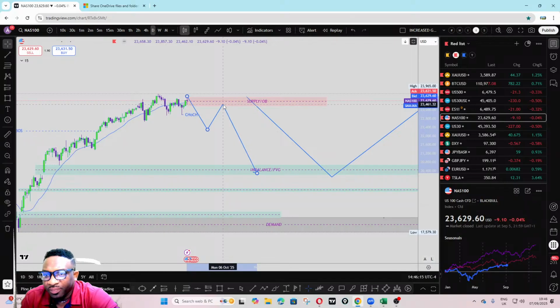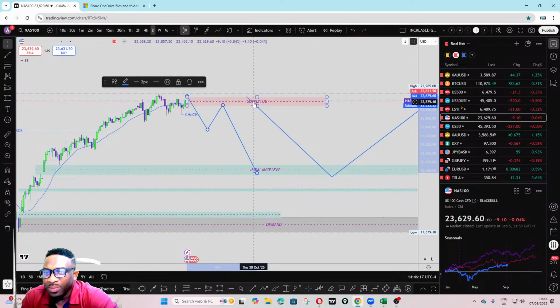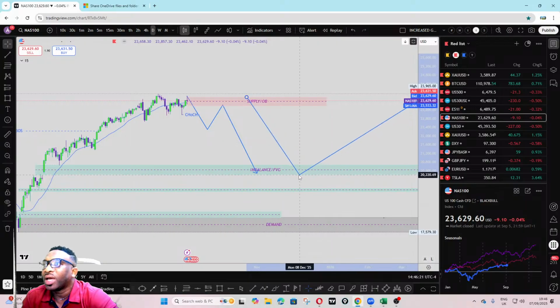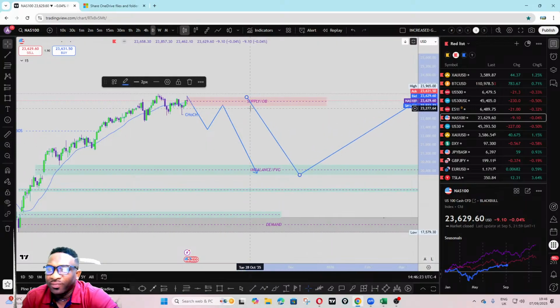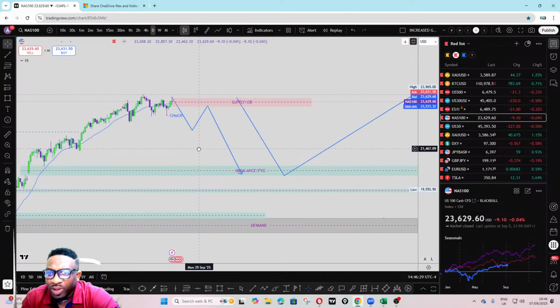So this is what I'm looking at coming this week on NAS. Okay, BTC. I'll have a look at BTC from this point on. Okay, so this is what I'm looking at on NAS.